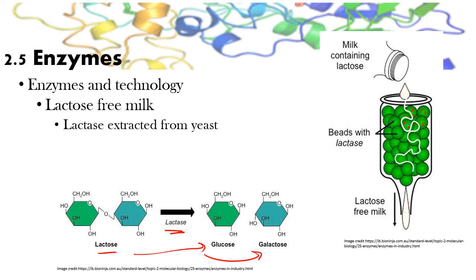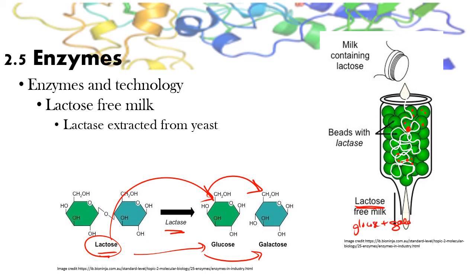And as it flows past the beads, that lactase is going to grab onto the lactose and turn it into glucose and galactose. And so as that milk flows and flows and flows, all of the lactose molecules are going to be converted into glucose and galactose by the lactase that is stuck to those beads. And so by the time the milk gets to the very, very bottom, there's no more lactose in the milk. Instead, we have glucose and galactose.